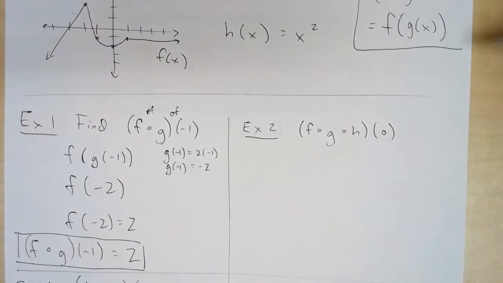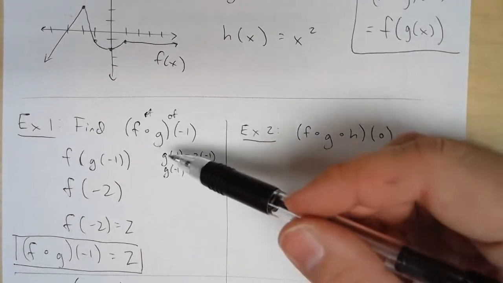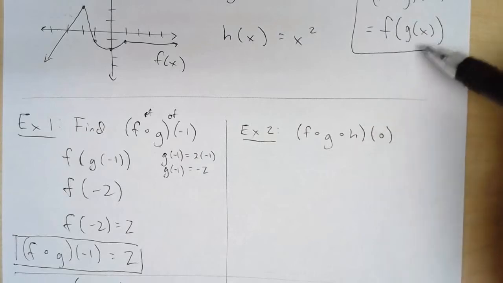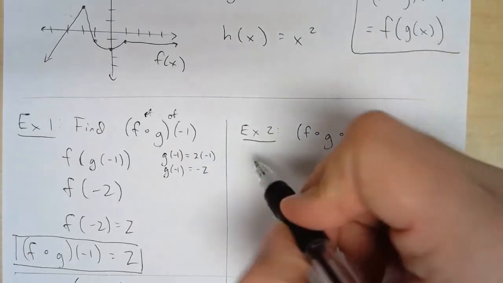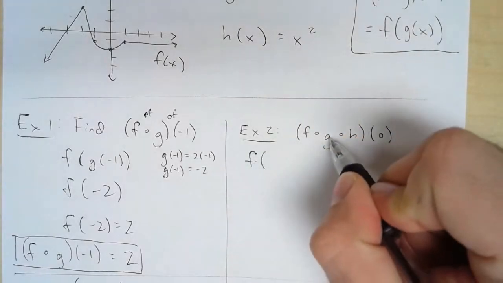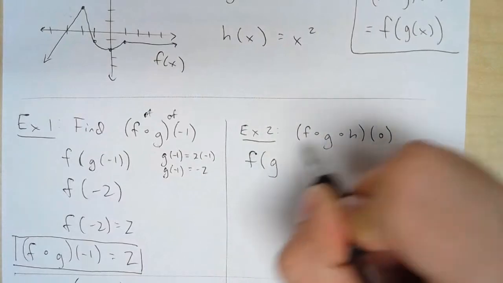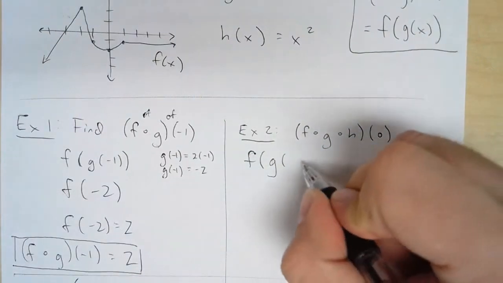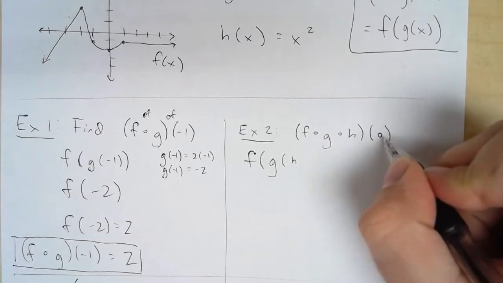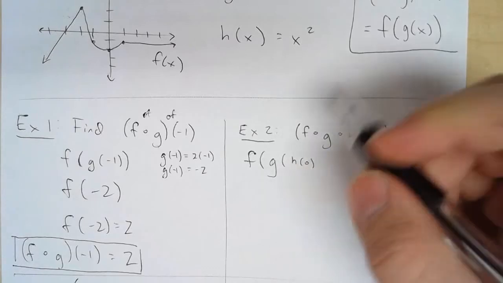Okay, so example 2. So this has 3 things. Well, this is no different than the last one. We just need to translate this into a more familiar form first. So we're going to write this as f of g is next, and then of h, and then now we have a variable, so we'll just do h of 0, and then we'll make sure we close our parentheses.